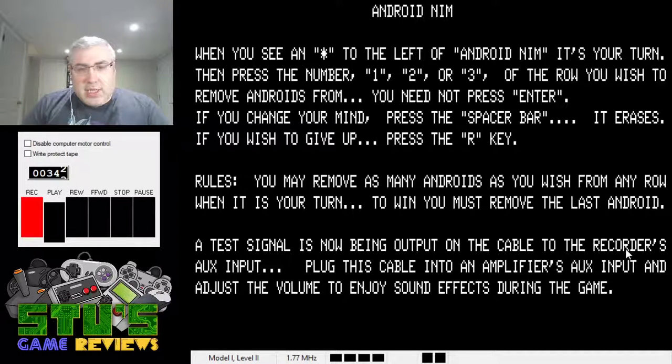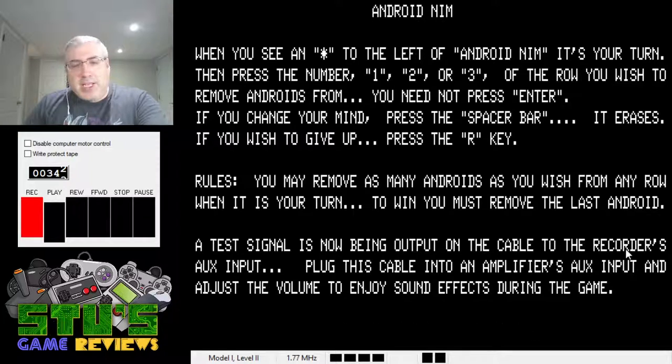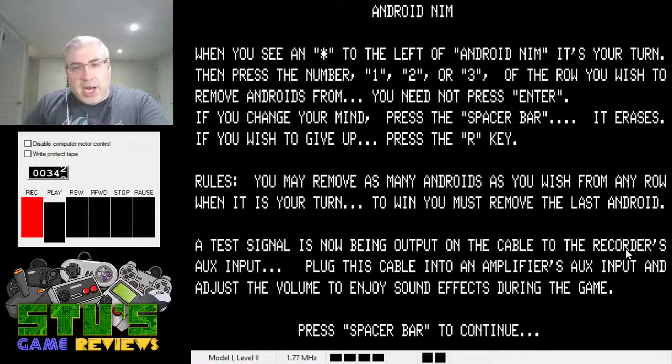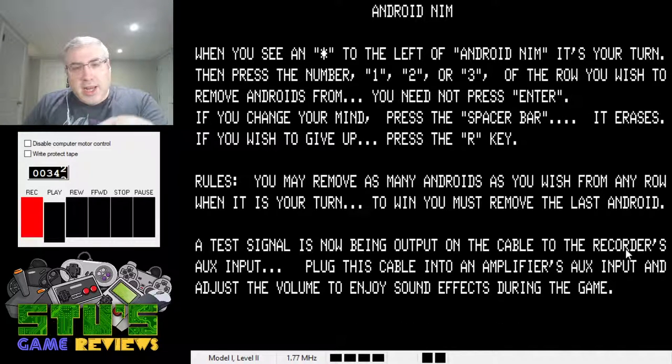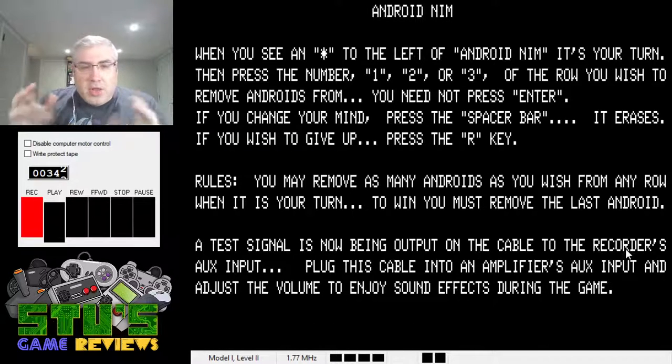A test signal is now being outputted. The cable that requires aux input. So basically, it's doing this to let you see that it's making sounds, and it wants to make sure that you can actually hear the sound of your TRS-80. And if you can't hear it, this is your opportunity to fix it. And if you can hear it, then you can go ahead and start.